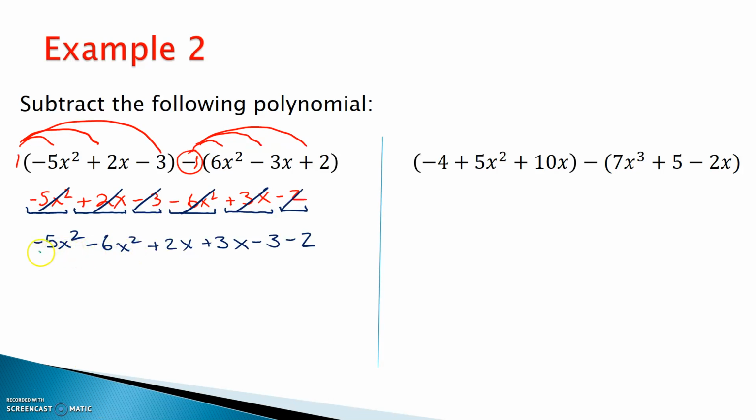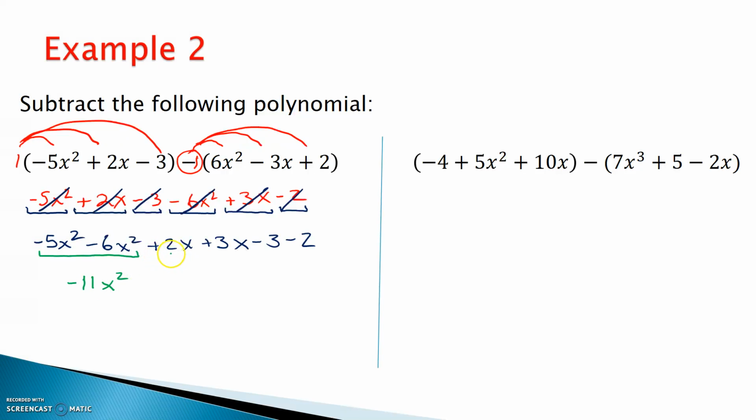I see x squareds. These guys join together. Now be careful. Negative 5 and negative 6, my coefficients here. If you owe me $5, then you owe me $6. That means you're going to owe me 11. But it's going to be negative 11x squared.